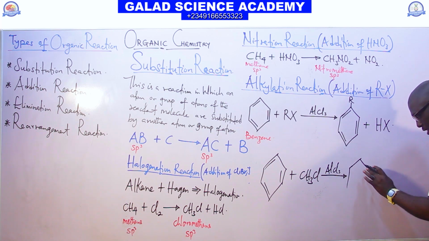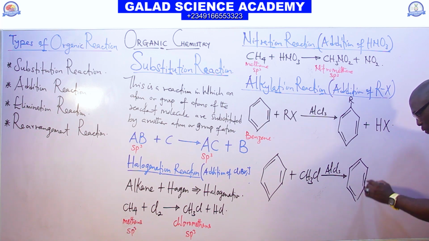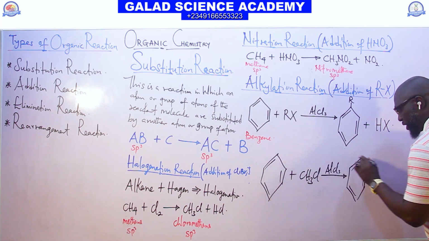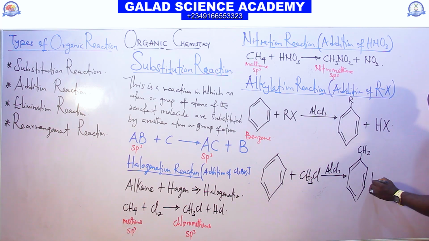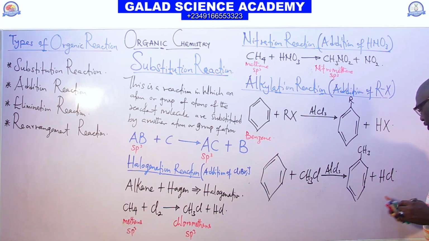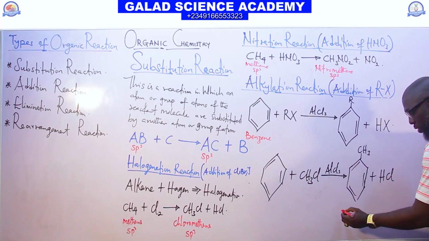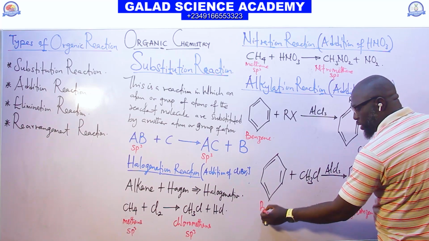So draw the benzene ring here again. This methyl will replace hydrogen here. The methyl will attach to this end to give us methylbenzene, which is toluene, plus HCl. The hydrogen that the methyl replaced reacts with chlorine to form HCl. The product formed here is what we call methylbenzene or toluene.